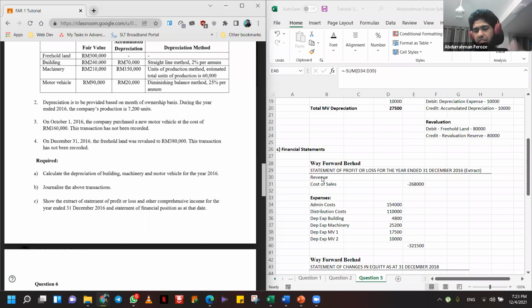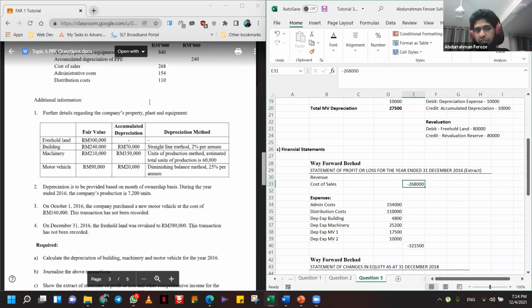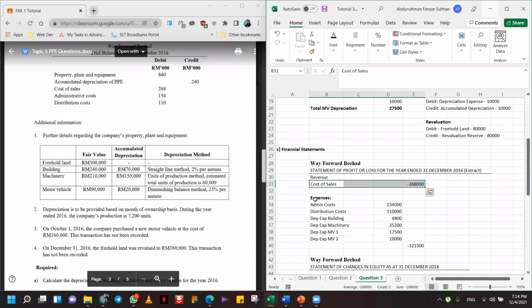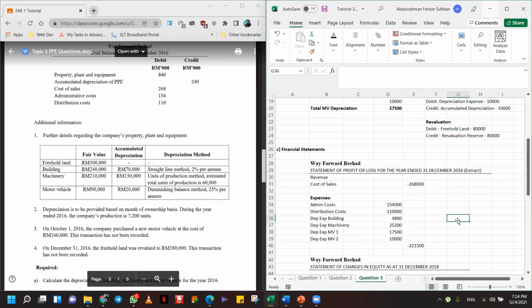So if you show it like this, I'm not certain, but I think even if you don't show this, it will be fine. I just added it because they have given it over here. But I think that even if you don't do this, it should be fine, because this is the part that they really want to see. They want you to show what is the total expenses for the year. So you add the admin costs, distribution costs, and all of it. Yeah. Because it's an extract, they don't give us the full information. We only have to show the expenses.